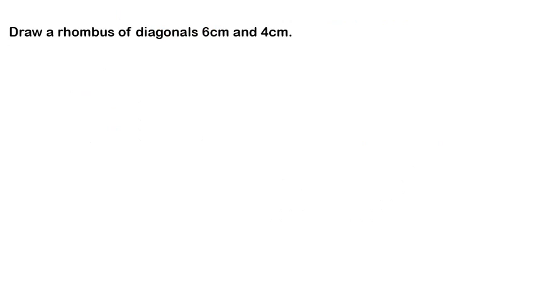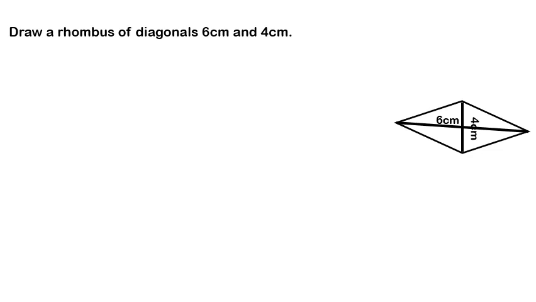Next, let us see how to draw a rhombus when the length of its diagonals is given instead of the length of its sides. For example, suppose we want to draw a rhombus of diagonals 6 cm and 4 cm. This is easy once we recall that the diagonals of a rhombus are perpendicular bisectors of each other. Okay? First, let us draw a rough sketch.